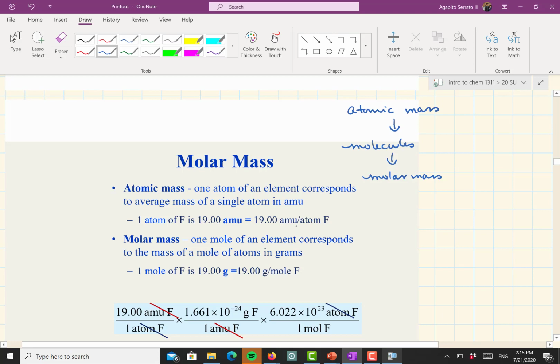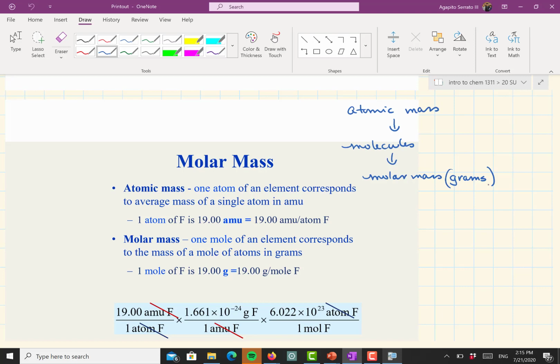All right? Where this changes now, like I said, we want to deal no longer in AMU, we want to do molar mass in grams. So molar mass lets us define the relationship of the mass of the atoms in grams. So it says that 1 mole of an element corresponds to the mass of a mole of atoms in grams.